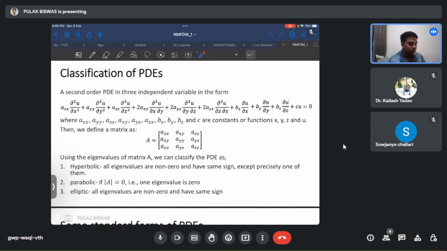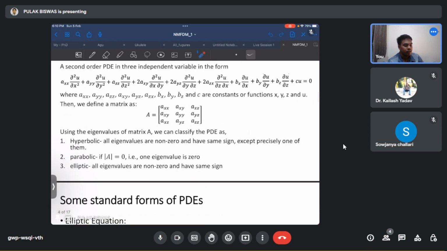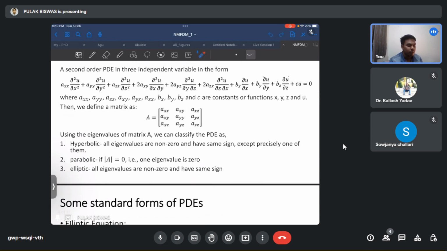Similarly, suppose now we have three independent variables, x, y, and z. Then this is the equation of the PDE. And again, we can determine the class of this PDE. For this, we need to construct a matrix like this, where all the coefficients are arranged in this form. Now we can calculate the eigenvalues of this specific matrix, and depending on their values, we can say whether it is elliptic, parabolic, or hyperbolic.